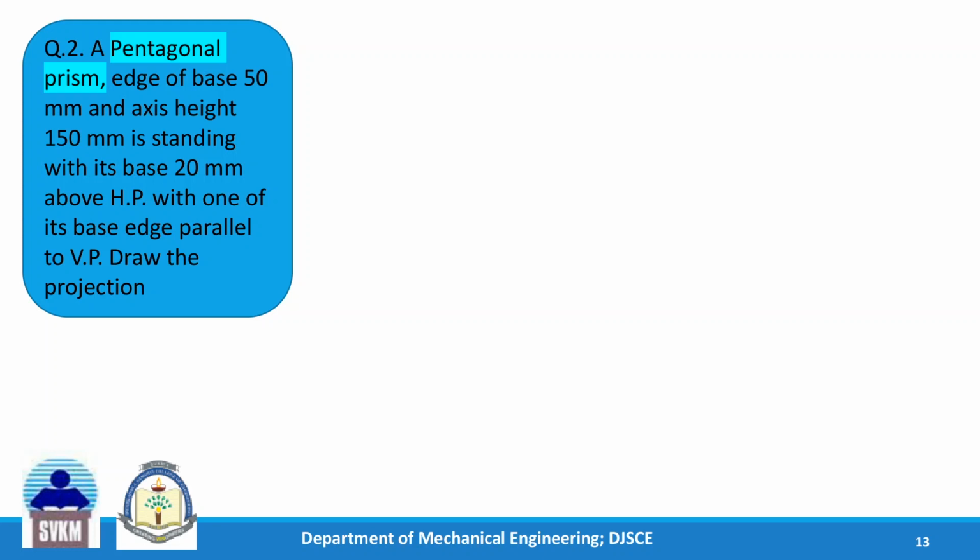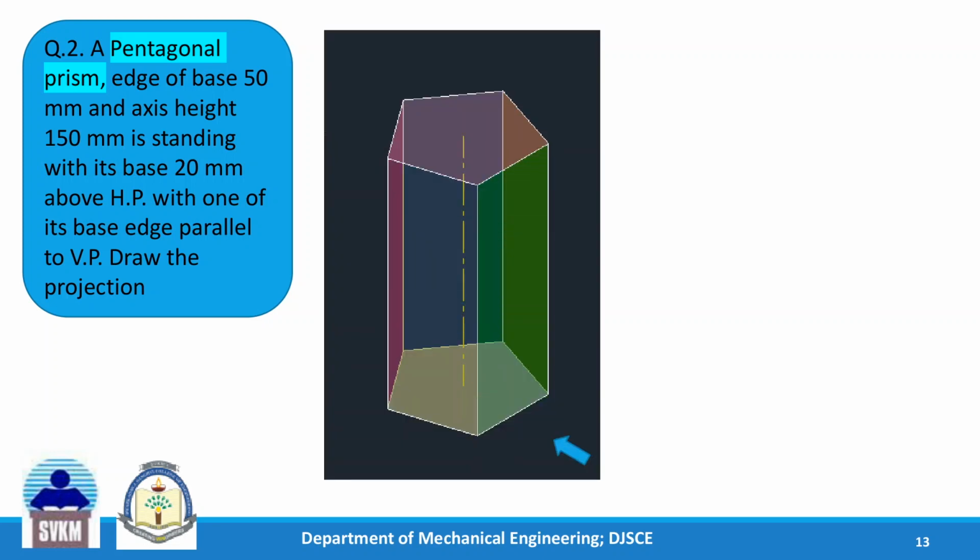So its axis is perpendicular to HP and parallel to VP. How is the base edge positioned? With one of its base edges parallel to VP. So we have to take care of that while placing it. Just imagine it. So this is the 3D model for this prism. You can see that this edge is parallel to VP. VP is here. This is the arrow indicating the direction of observation for the front view.